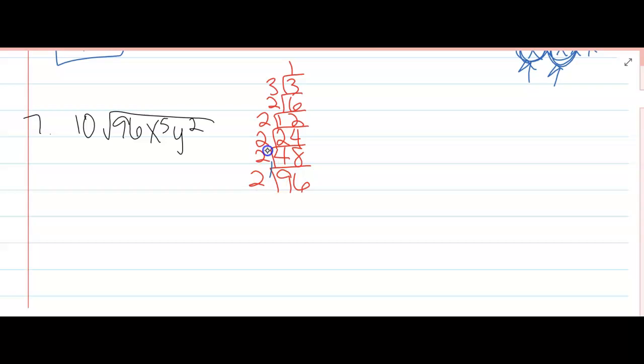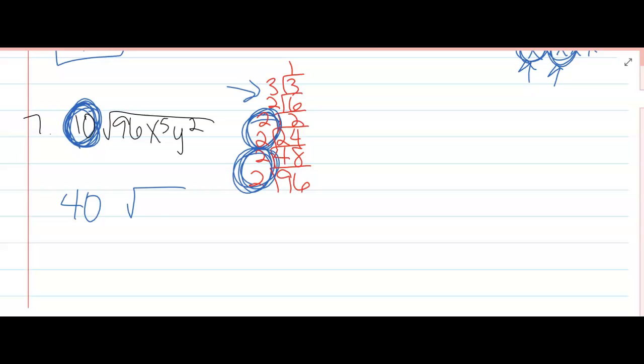Okay, so when I pair up my numbers, we'd have a pair of 2's and another pair of 2's. Now remember that whenever you're pairing up numbers and putting them on the outside, if you already have a number out there, you have to include that in your answer. So on the outside, I'm going to have 10 times 2 times 2, which gives me 40. I'm going to leave a little space there for my variables. On the inside, we have 3 times 2, which is 6.